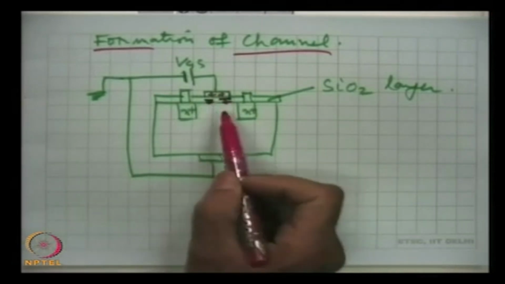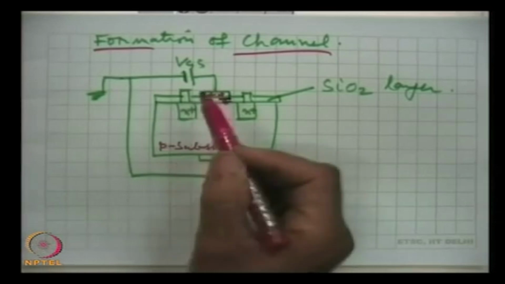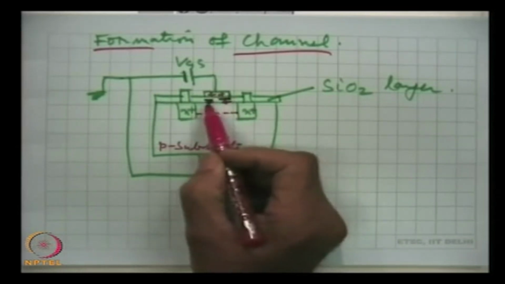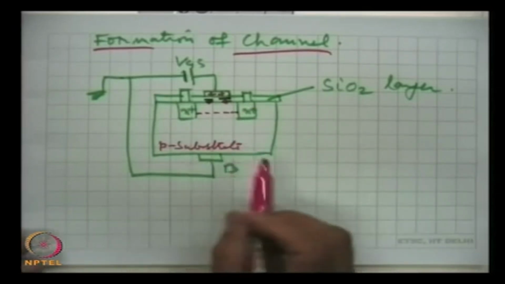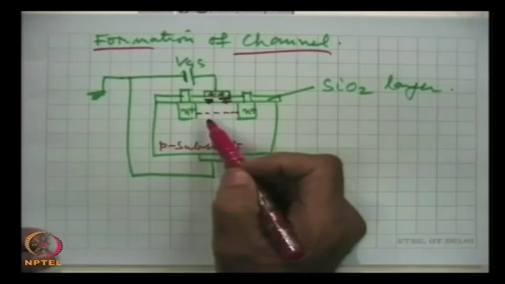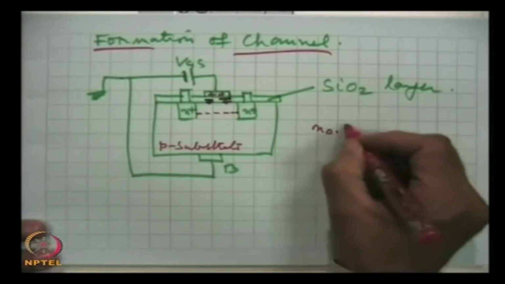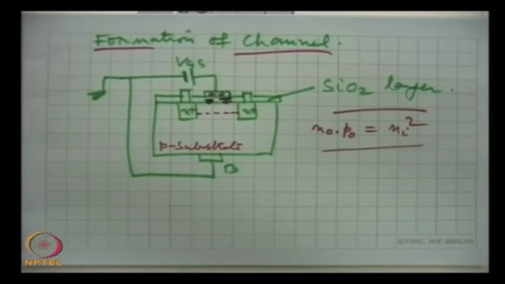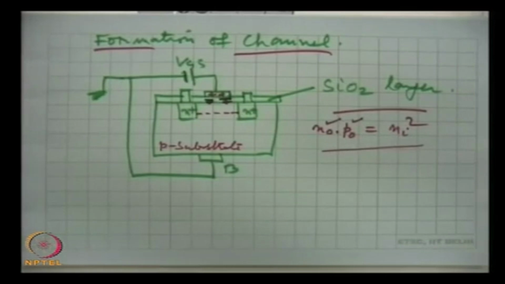So, what will this positive charge do? This is a P substrate. These positive charges will repel certain holes from this channel region. Holes will be repelled by this induced positive field through SiO2. So, holes will be repelled, and that means in this region there will be reduction in the hole density. Because of this reduction, we know the fundamental relation N0 into P0 is equal to Ni square, which is true for a semiconductor, that the electron density multiplied by hole density is equal to the square of the intrinsic carrier density.